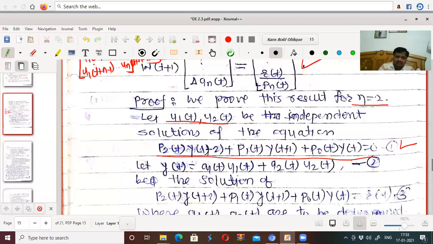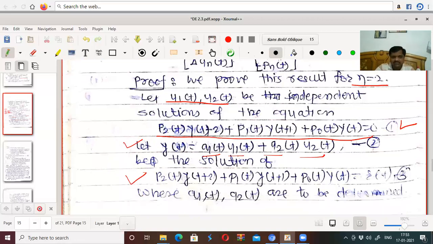Similarly, suppose that y(t), which is given by a1(t) u1(t) plus a2(t) u2(t), is the solution of the corresponding non-homogeneous equation. Corresponding non-homogeneous equation means we only have to take R(t) to the right hand side. Consider equation number 3, where we will find a1(t) and a2(t).